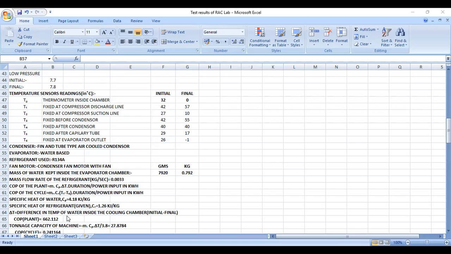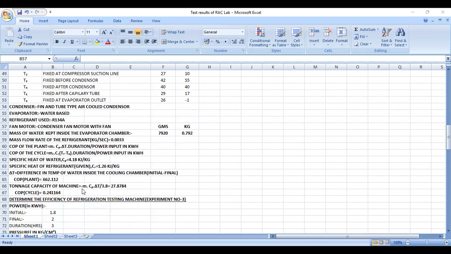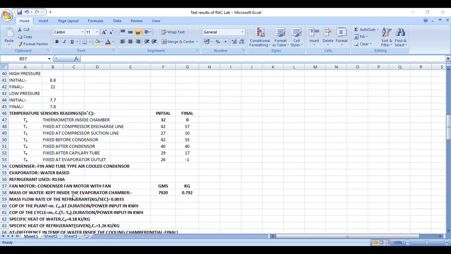So the difference in the temperature of water inside the cooling chamber, initial and final, gives the COP of the plant as 662.1.2, and the tonnage of the machine is given as m Cp delta T divided by 3.8, which is 27.2787. Then the COP of the cycle is 0.24, 0.241164.